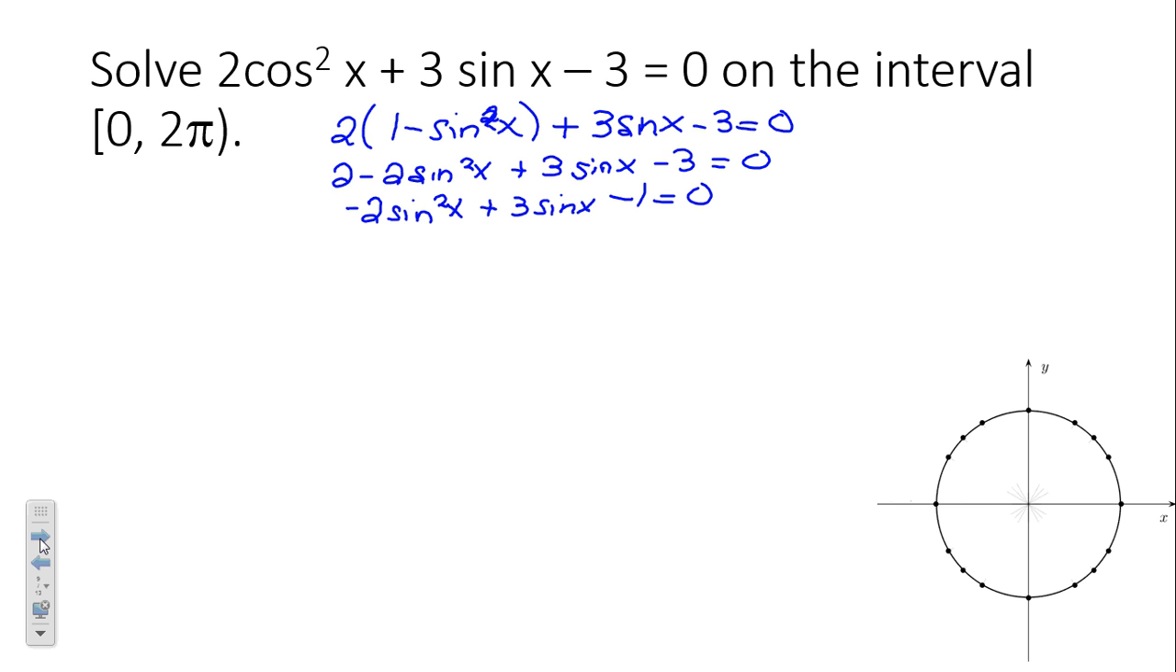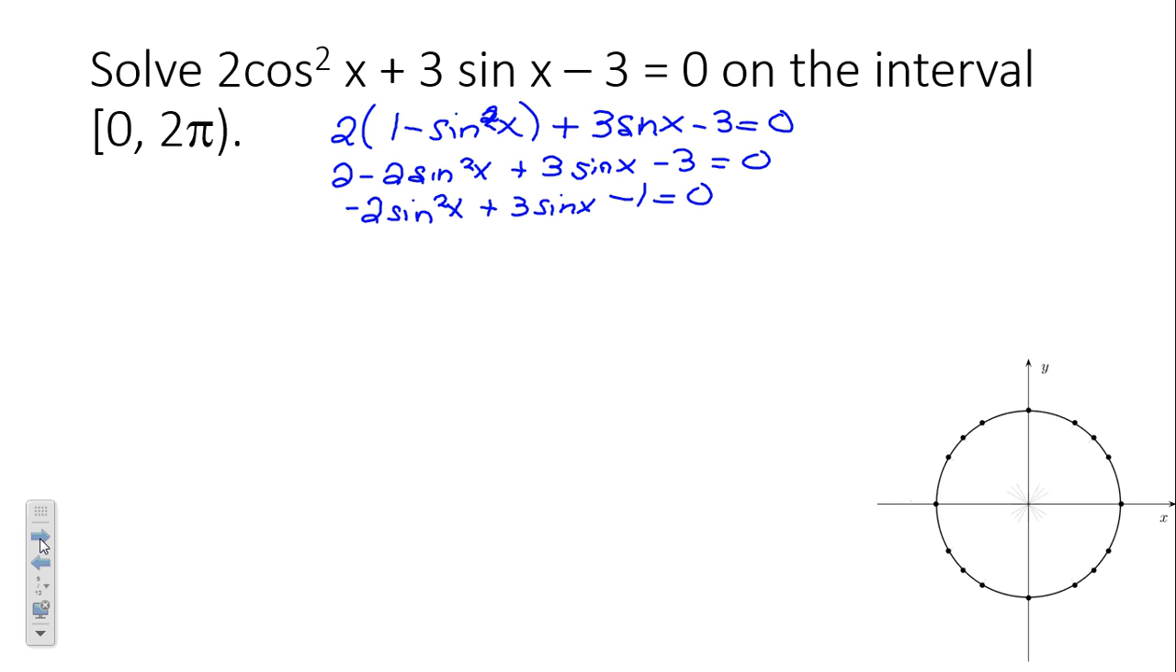Hold on, I'm sorry. I haven't changed the signs yet. So 2 minus 3 is negative 1. I was thinking ahead. I'm sorry. I was talking about it before I made that step. Okay? So am I right with my signs from here to here?